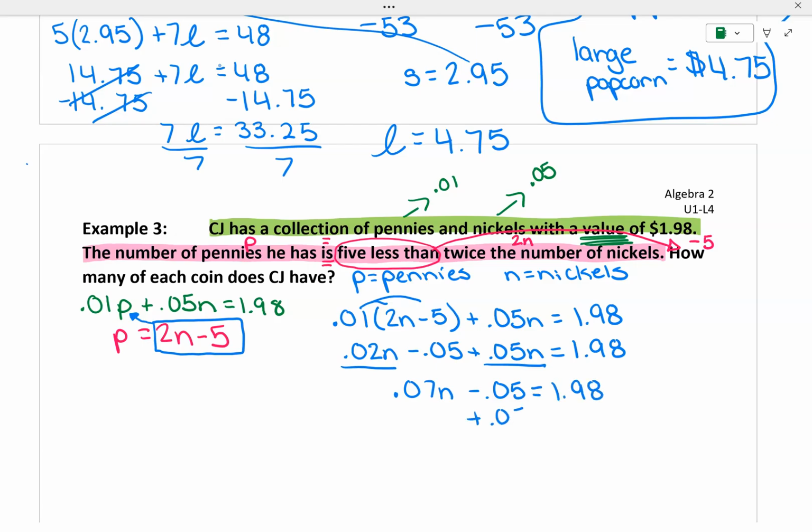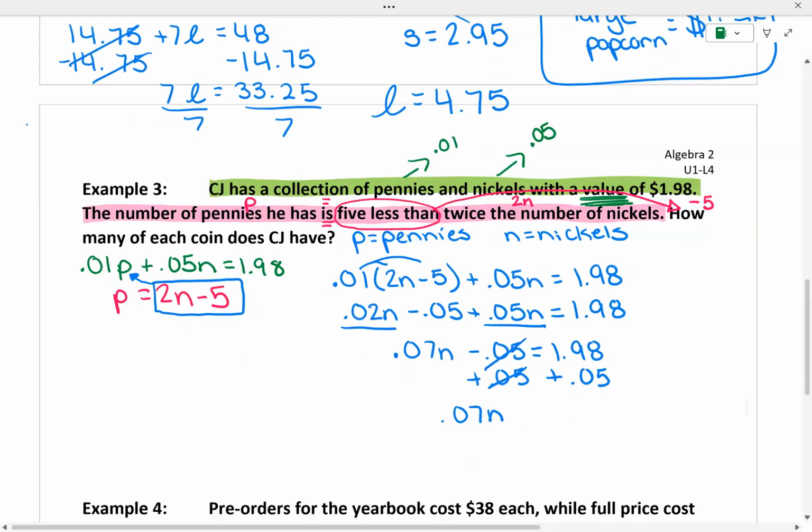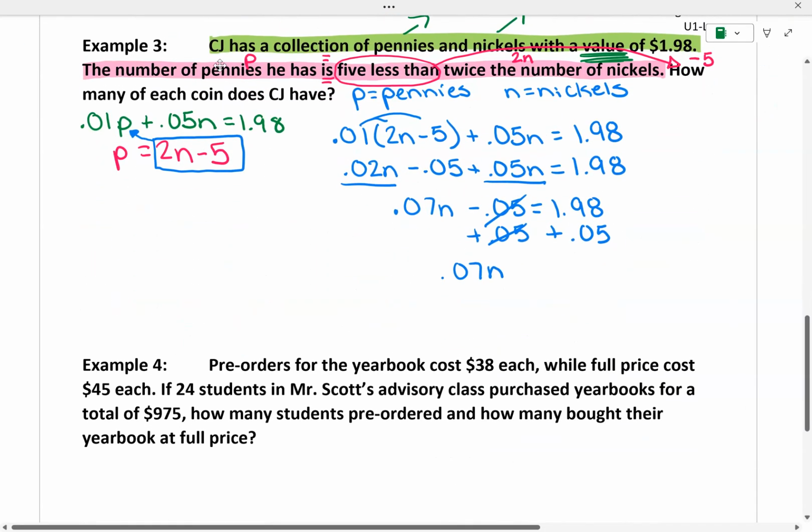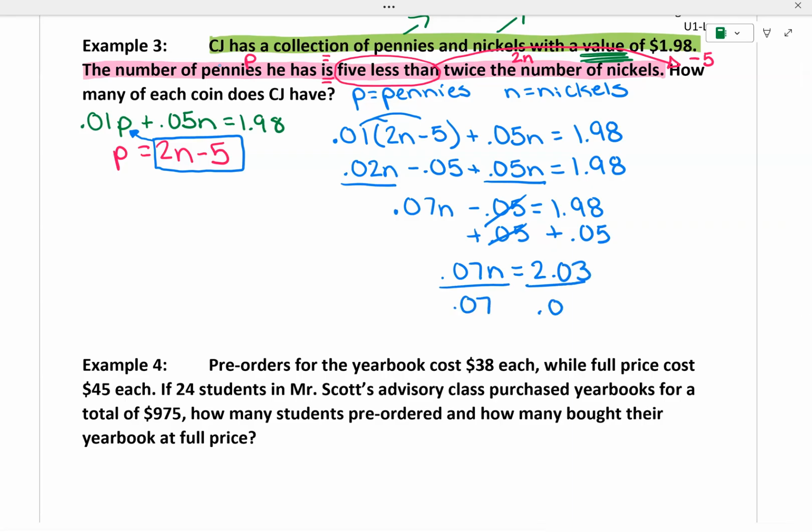Okay, I'm going to add this 5 cents over. So I get 0.07n equals $2.03. And then I'm going to divide by 0.07. And if we did it correct, we will have no decimals, because remember, we're looking for how many coins CJ has. And when you divide, you get 29. So that means 29 nickels.